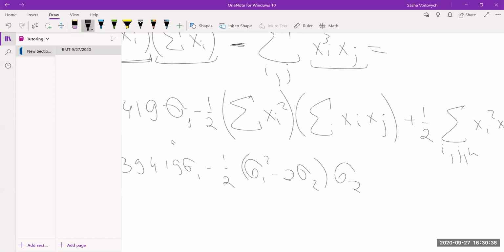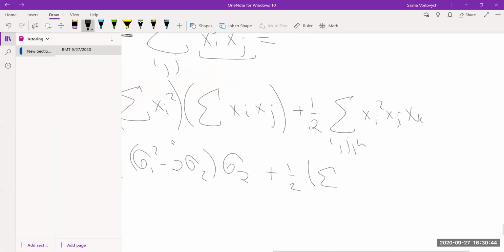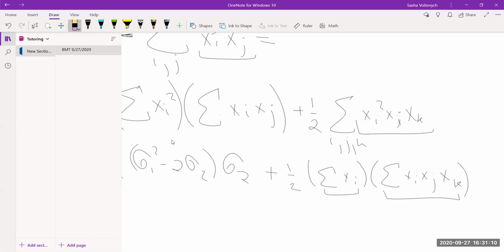All right, so now this sum we can try to decompose into these two sums: the sum of all roots and the sum of all possible products of 3. But we are overcounting every term. Every term of this form appears 3 times, so this will have a coefficient 1/6.